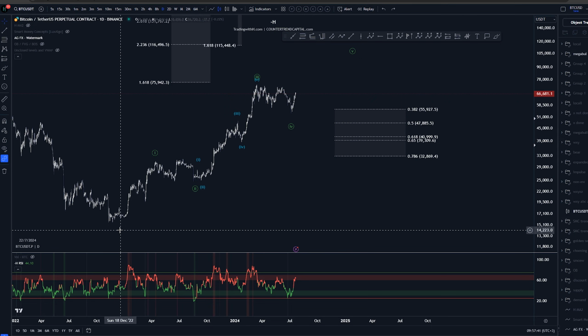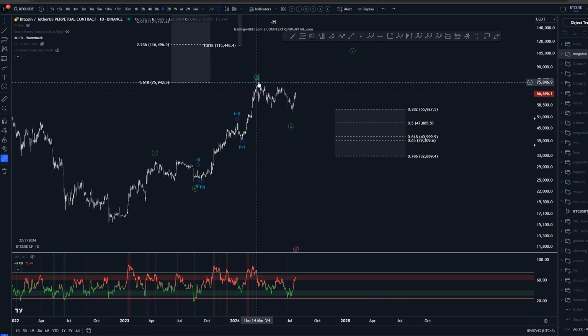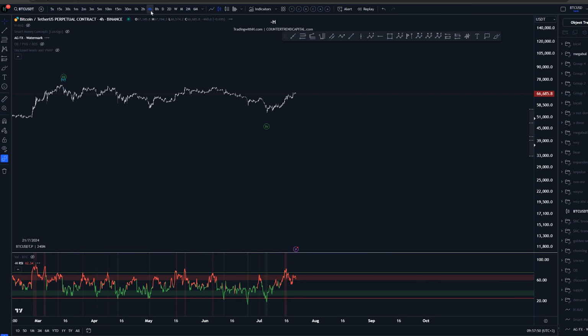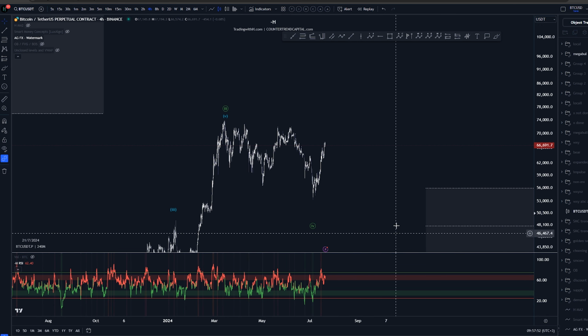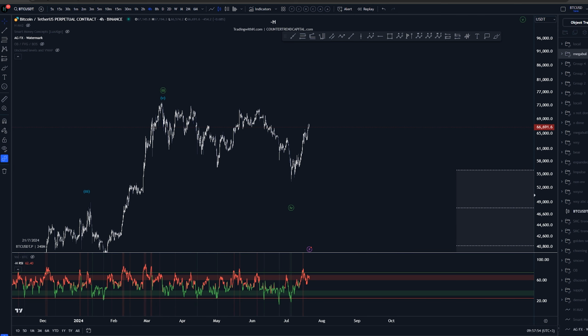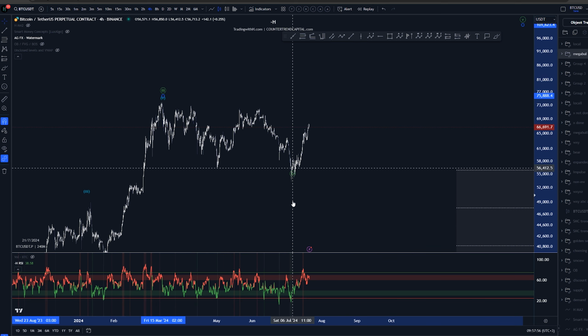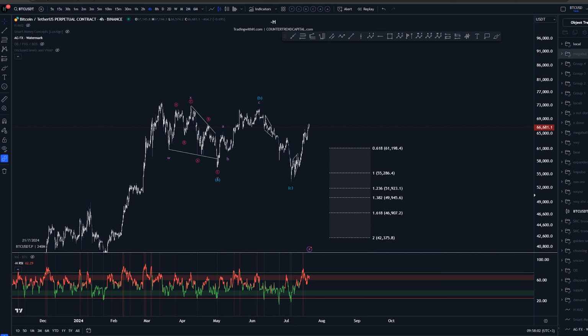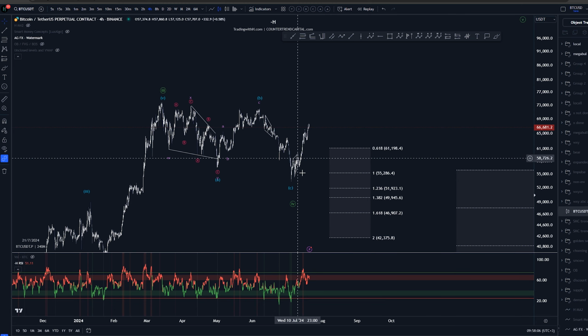So let's zoom in. The idea is that we have created a 3-wave structure, created a pullback, and now we have a possibility of going on again to higher numbers. So this is the bull count that we've been training and suggesting, and the local count for this structure here, this sideways accumulation, I'm labeling this as an ABC.